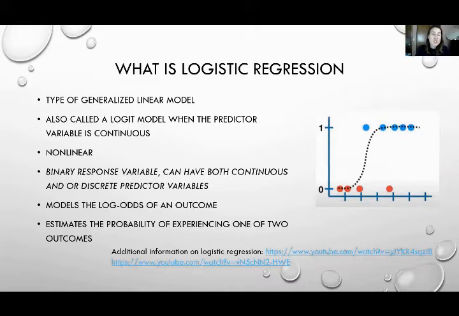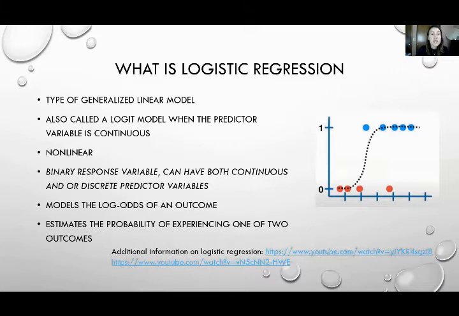So a logistic regression is a type of generalized linear model. If you recall, when Dr. Kate Wilkins gave her talk, she talked a lot about generalized linear models. And everything that we've looked at so far in our class has been a generalized linear model. A linear regression is a generalized linear model. An ANOVA is. And a logistic regression also is, but it's a special kind. It's also called a logit model when the predictor variable is continuous. And in our circumstances here today, it will be continuous, and I'll show you why.